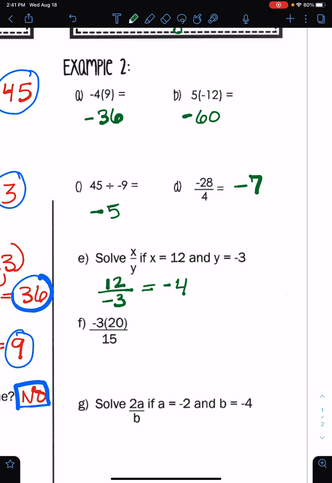For example F, we're going to do that numerator first. Negative 3 times positive 20 is negative 60. And then we're going to divide negative 60 by 15. It goes in 4 times, and a negative divided by a positive is a negative.